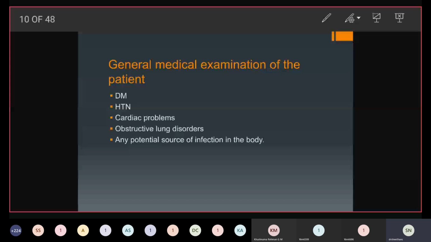And in most diabetics after cataract surgery, there can be some inflammation in the retina called cystoid macular edema. So we have to bring sugars under control. Until then, we cannot take the patient up for surgery. And we have to evaluate for hypertension as well. Even if the patient is hypertensive, it should be well controlled before surgery.